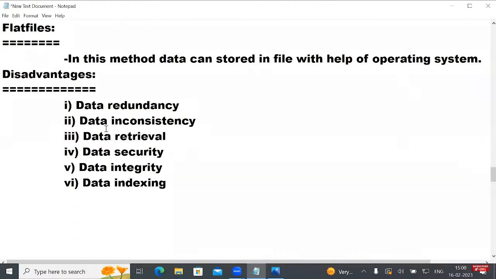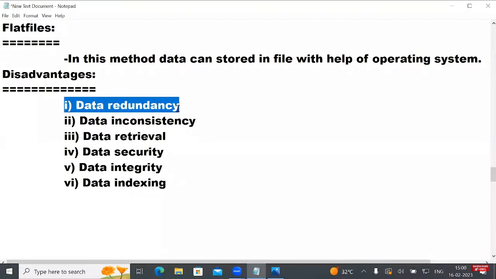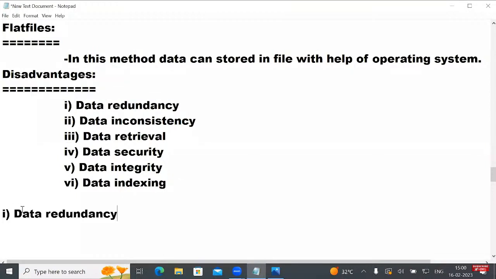So these are the major problems in flat files. Whatever I said now, we will see each and everything: what is meant by redundancy, inconsistency, retrieval, integrity, and indexing. I will explain simply along with some practical examples. The first one, data redundancy. In a flat file, one of the major drawbacks is that it will accept duplicate data. That means a person can store the same information or same data in a number of files on my computer.